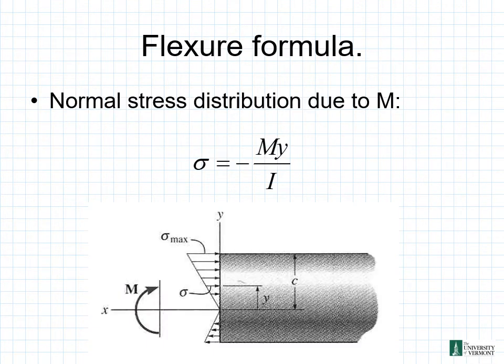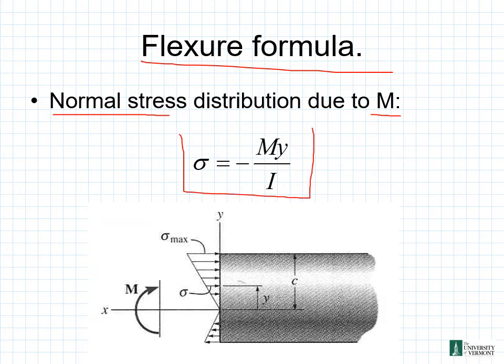So now looking back at our flexure formula here, we have our normal stress distribution due to M, our moment here. So we have sigma is equal to negative My over I, and we can see our variables down here in the diagram below. We have our y-axis right here on the edge there. We have our sigma max, our sigma here, at some distance y off of our x-axis right here, and there's our moment going right there.